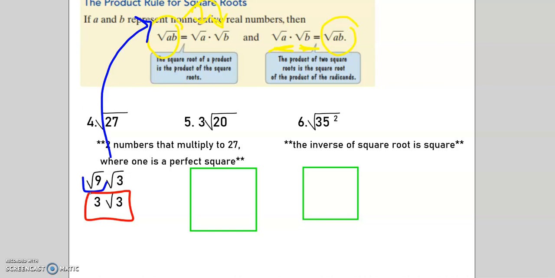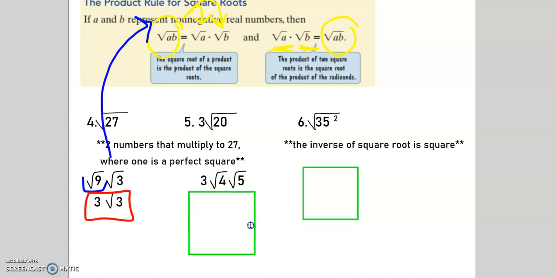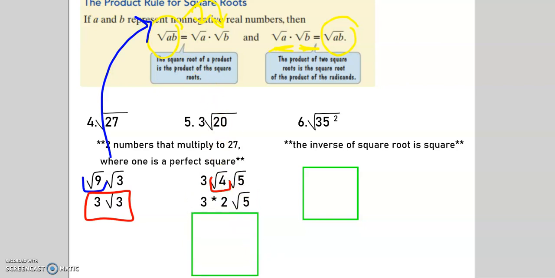So let me keep thinking. What about 4 and 5, right? Square root of 4 times the square root of 5. I want to pick those because I know this right here. I know the square root of 4, right? Square root of 4 gives me 2. So notice I had that 3 right out front. That 3 doesn't disappear. I'll always have that 3 out front.